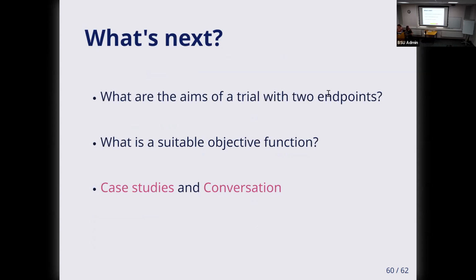Yeah, so I can implement this. I've implemented the approximate dynamic programming algorithm for a trial with 2 endpoints, but the objective functions I used were really just for proof of concept of the methodology. I don't think they'd be useful in practice necessarily. So the thing that needs to come next for it to go further is really trying to think of what the aims of a trial with 2 endpoints are and trying to get some meaningful objective functions. And I think this needs to be done through looking at case studies and a lot of conversation.